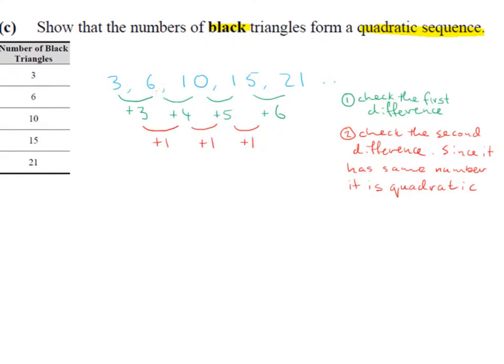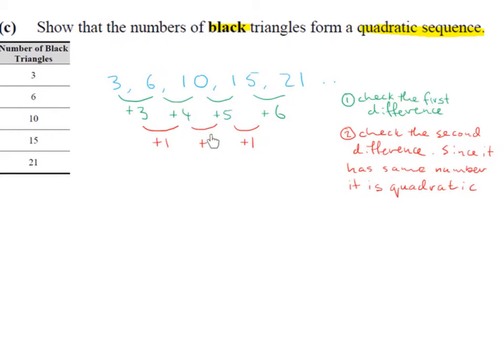To get from 3 to 6, we add 3. To get from 6 to 10, we add 4. To get from 10 to 15, we add 5. To get from 15 to 21, we add 6. This is known as the first difference. Since the first difference is not the same, we know that the sequence is not linear or arithmetic. So then we get the second difference. To get from 3 to 4, we add 1.